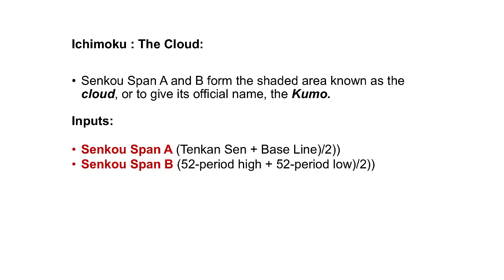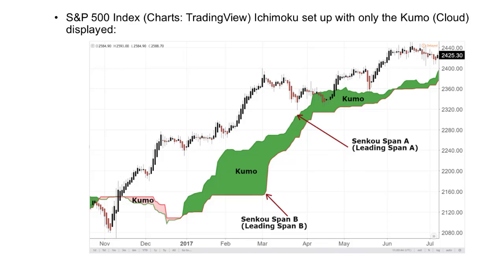So let's start with the cloud first, the Kumo. That's Senkou Span A and B, the shaded area, and like I said, it's known as the cloud. And there are the inputs if you want to spend the time to learn how they work. If you're in TradingView, for example, you can see how they put that chart together. You can see now I've stripped back the other parts of the Ichimoku setup and left on just the cloud. You can see the Senkou Span A and B in action. The shaded areas, the greens and the reds, that's the Kumo, the cloud.